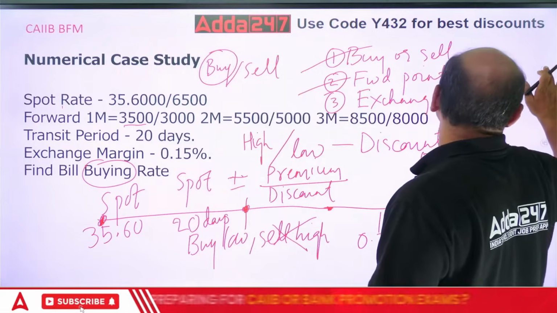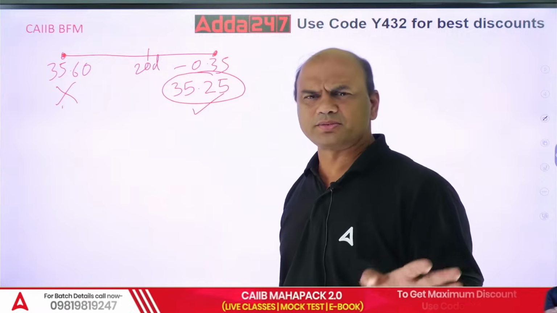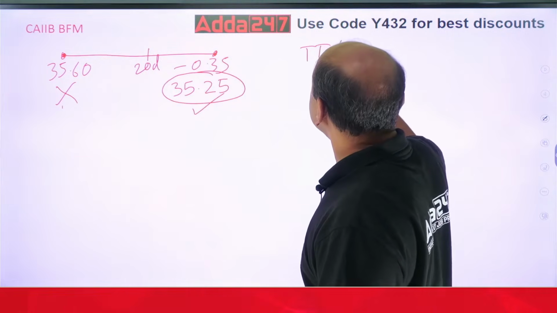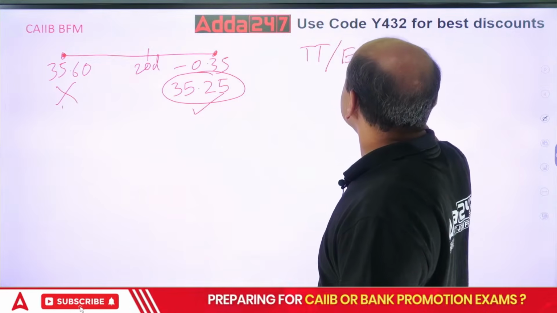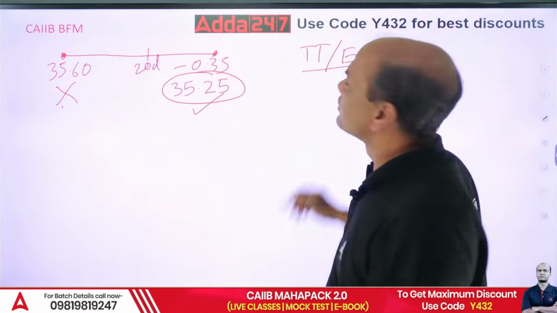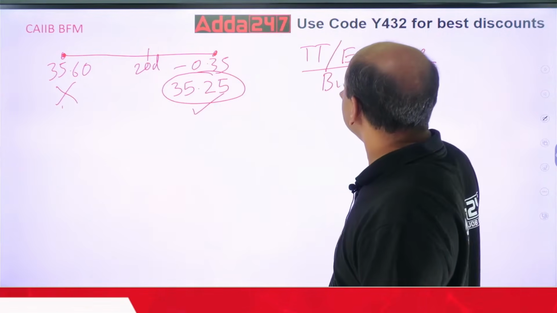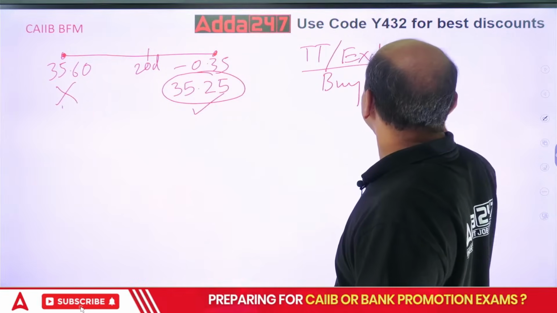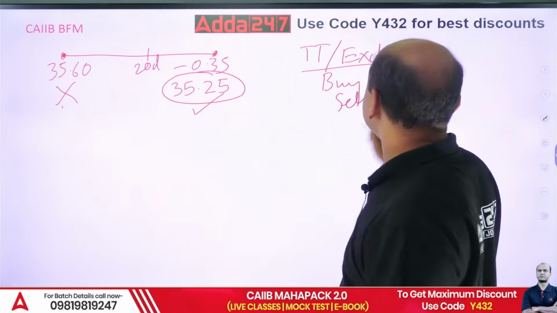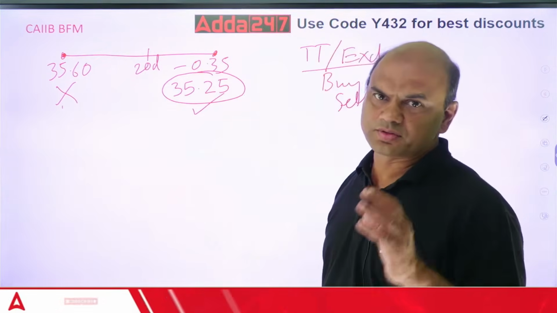The TT margin rule is very simple. TT or exchange, we call it anything; TT or exchange, one and the same thing. What is the rule? For buy, we'll always subtract. And for sell, we'll always add. Kindly note this. For buying, you'll always subtract. For selling, you'll always add.